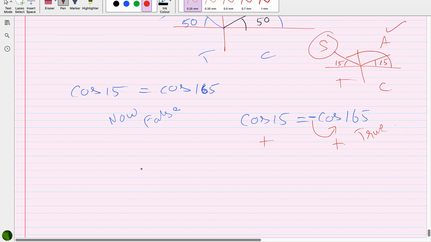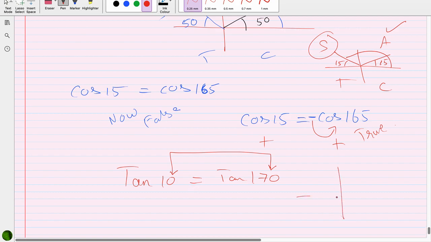So for tangent, tan of 10 is equal to tan of 170. True or false? These two do have the same basic angle, but add sugar to coffee. First is positive, and in the second, 170 lies in the second quadrant, so it is negative. It should have been written in this way for it to be true.